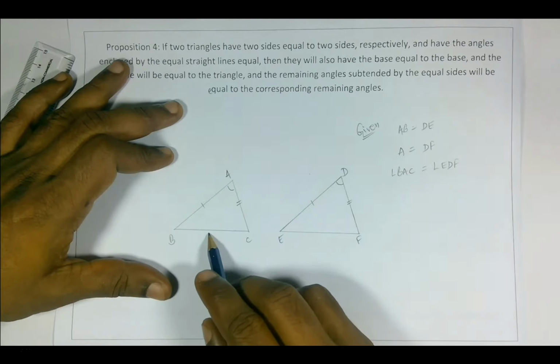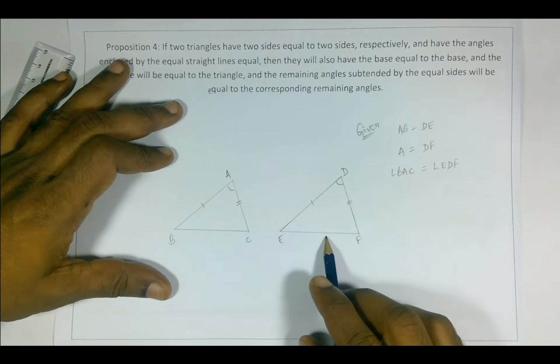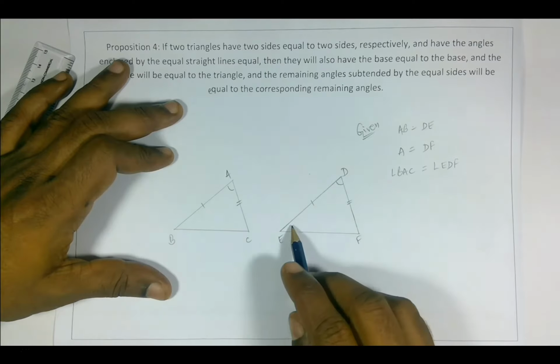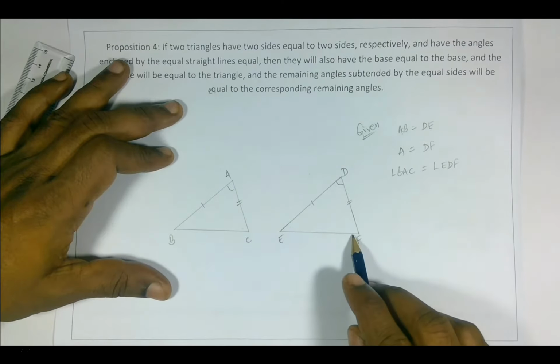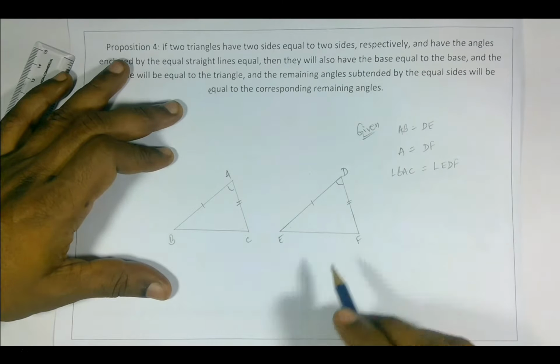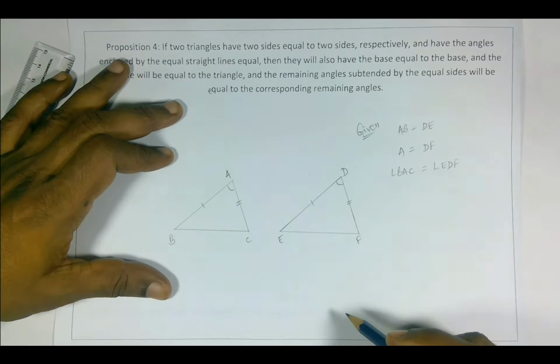Then what the proposition says is that the rest of the triangle's angles and sides will be equal. That means the third side will be equal to the third side of this. This angle will be equal to this angle. This angle will be equal to this angle. So now how do we prove it?